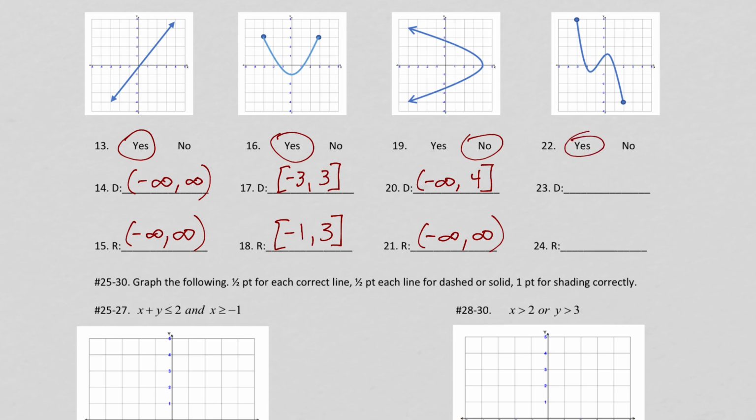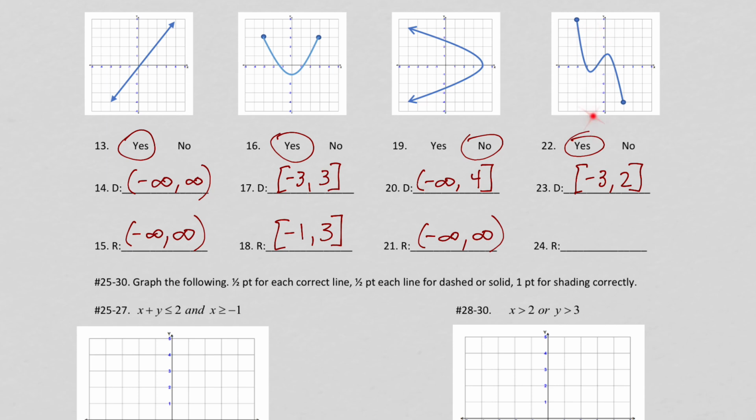The domain is how far left you go. This is the furthest left point on the graph, which is negative 3, and we use a bracket because it's hitting that point. All the way up to, and this is the furthest right point on the graph, and it goes up to positive 2. And again, we use a bracket because it is hitting that spot.